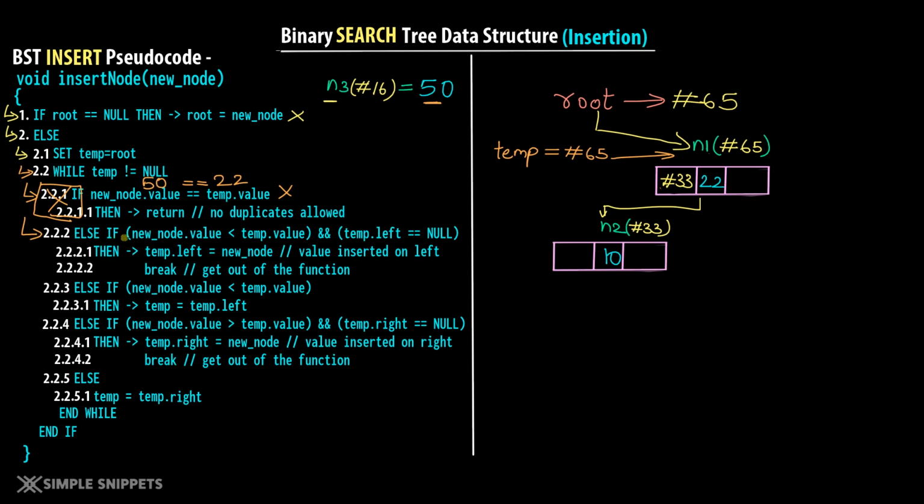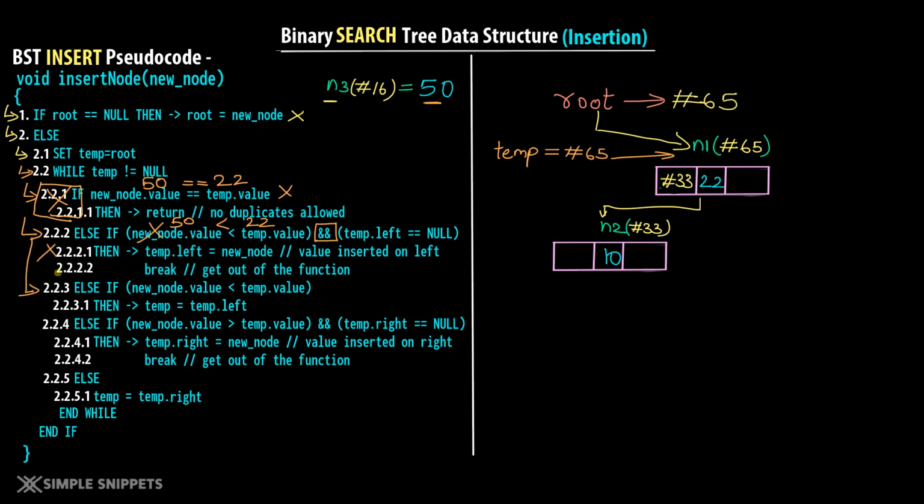Now this condition says if new node dot value, which is 50, is it less than temp dot value? Temp is pointing to n1. n1's value is 22. Is 50 less than 22? Of course not. Since this first condition in the else if becomes false, we don't even have to check the second condition because there is an and in between. When we have an and between two conditions in an else if, both conditions are supposed to be true in order to go inside that else if. But since the first condition itself has become false, the whole outcome will also become false. So we will not execute 2.2. And now we will move on to 2.3.